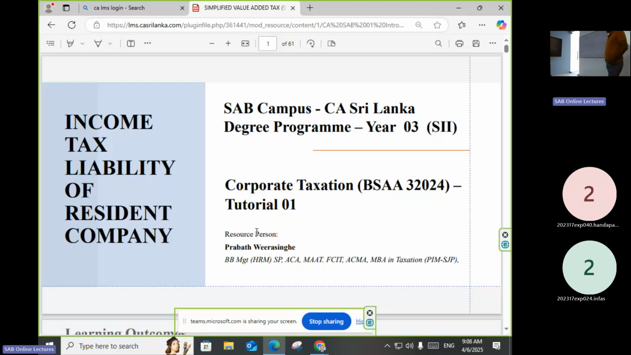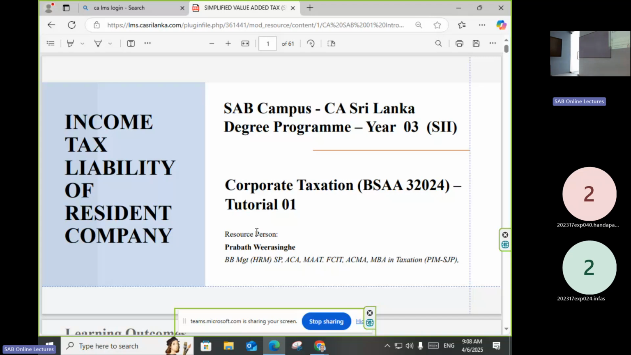In general, you may have heard of taxation in your day-to-day life. What do you mean by taxation? I think you learned it in the previous part. What do you mean by tax? What is that? A payment to the government. You learned it to some extent.